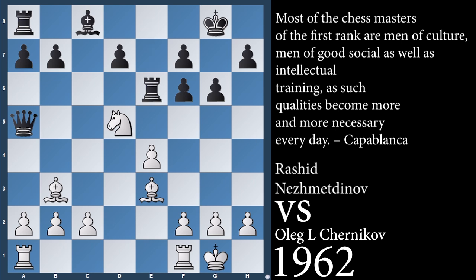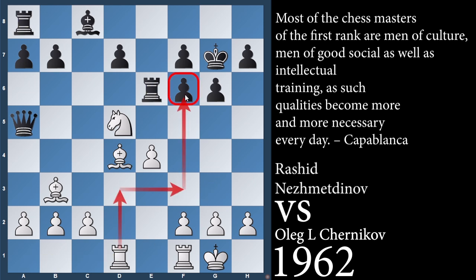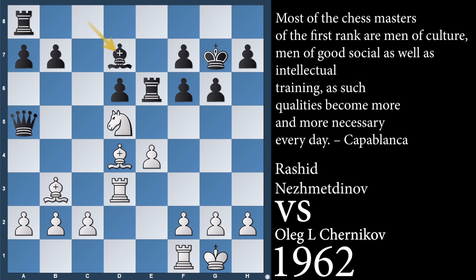Nezhmetdinov brings in more attackers to pressure this pawn on f6. He played bishop to d4. King to g7, supporting and defending. Rook on a1 to d1. He wants to bring in the rook to support in attacking this particular pawn. Now the pawn is pinned to the king. Here, d6, rook to d3, bishop to d7, rook to f3.